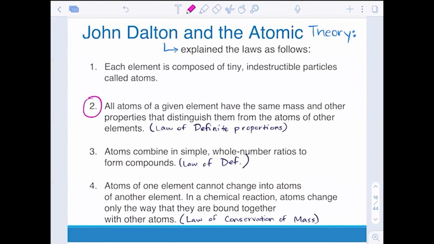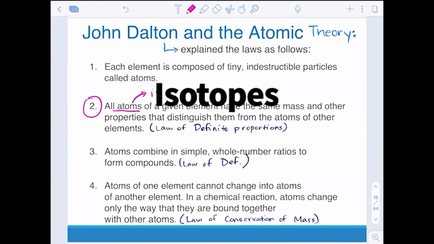A couple of issues with these that we see now. Number 2, not all atoms of a given element have the same mass and other properties. We're going to dive into isotopes next time. Isotopes are an issue. We'll define those in the next lecture. And number 4, a little issue here. Nuclear reactions we know now exist.